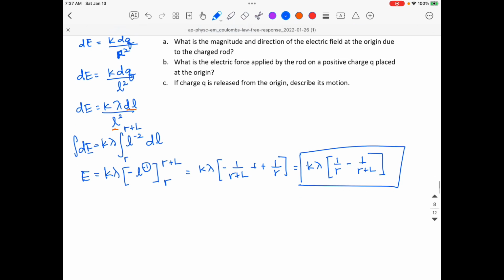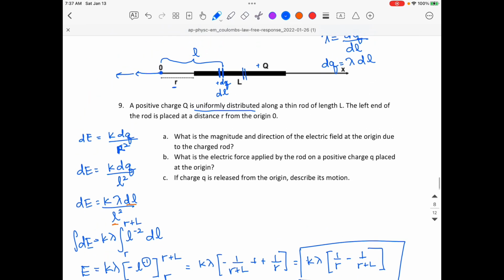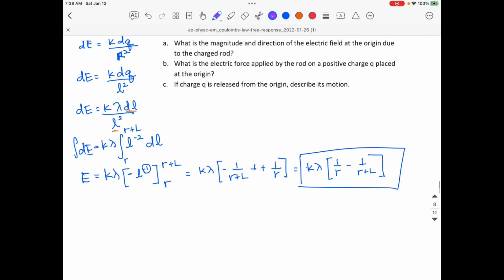Okay. Part B is the electric force applied by the rod on a positive charge placed at the origin. So if I were to place a positive charge here, positive is going to repel a positive, and so it's going to follow the path of the electric field. I know this isn't part of the problem. Just to extend your knowledge, if it was a negative charge, it would actually attract the rod, or the rod would attract the charge and it would approach the rod. So in this case, it's repelling, and so we are going to have an electric force.